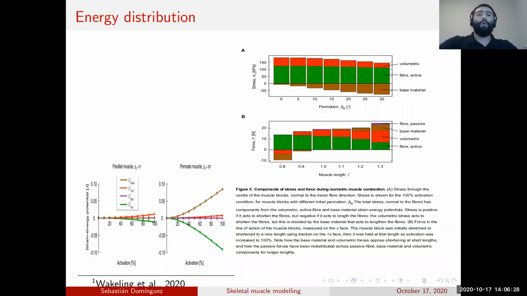So our energy is actually split into a few different parts. One is the volumetric part, the base material part. We have the passive part for the muscle and the active part for the muscle, right? And in these simulations, we mostly run cubes of muscle. Imagine you have a piece of beef, and you cut a parallelepiped, right? And then you test on that.